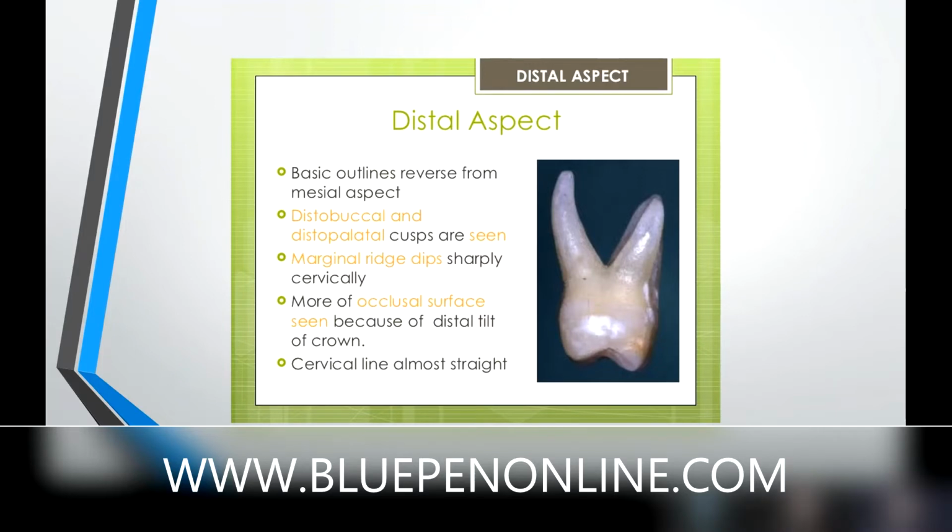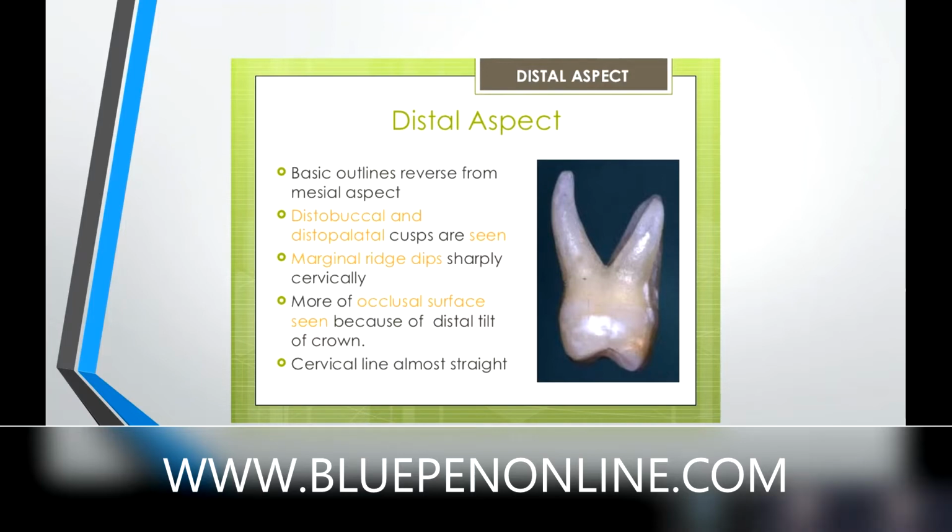Now, if you see the tooth from the buccal side, you can see the mesobuccal cusp and the distobuccal cusp. The 2 buccal roots you can see, and you can see a groove, the occlusal groove, which is extending into the buccal side. And the shape is almost trapezoidal. This is from the buccal aspect.